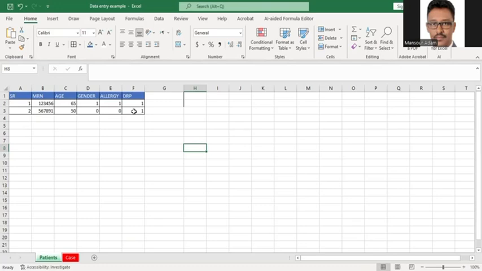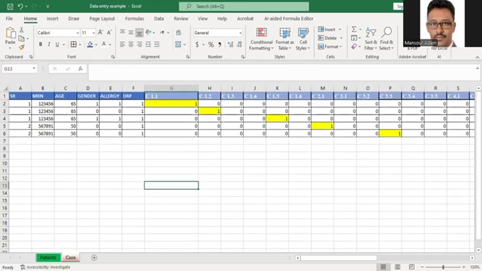Okay, so in the patient sheet, I will just collect the basic information, the demographic information, the general information. As you can see, both patients have a drug-related problem. So I will go into the cases sheet, and I will repeat the data. As you can see, for patient number one, I repeat it until drug-related problem. Yes, the patient is having a drug-related problem.